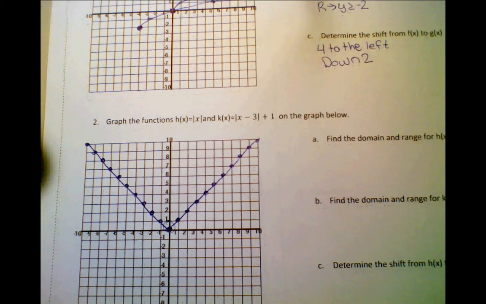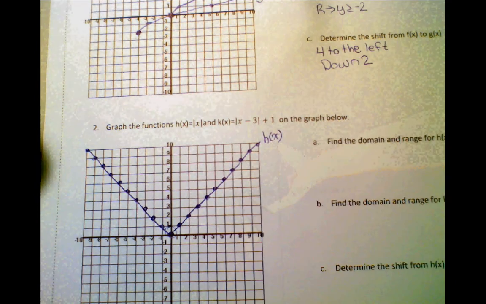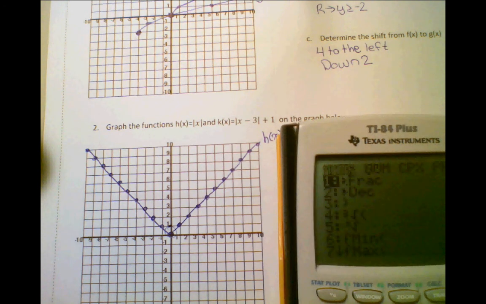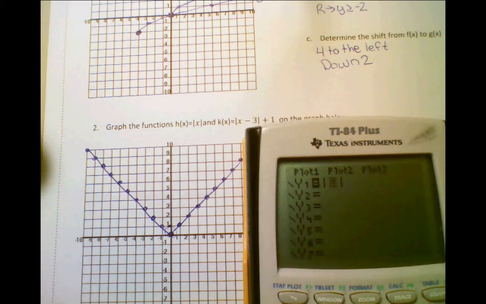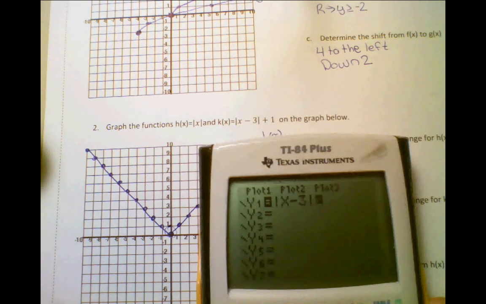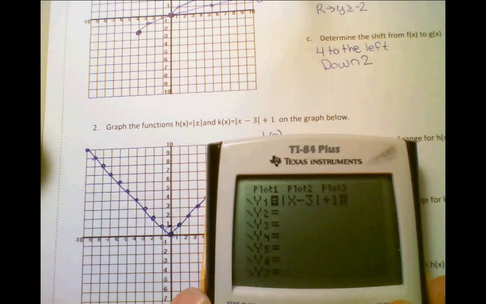Now the other graph, and by the way, this is h of x. Now we're going to graph the other function. So we go to Num, absolute value again. Now this time we're going to put x minus 3 into your calculator. Go out of the absolute value and put plus 1 to get k of x. And we're going to go to the table.